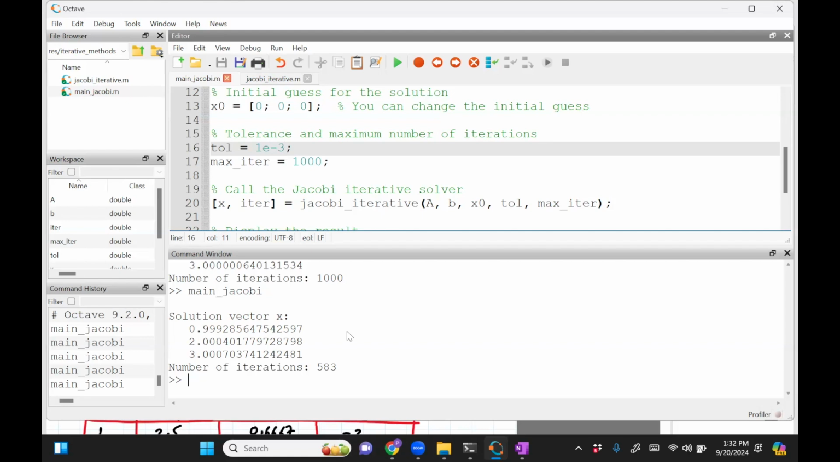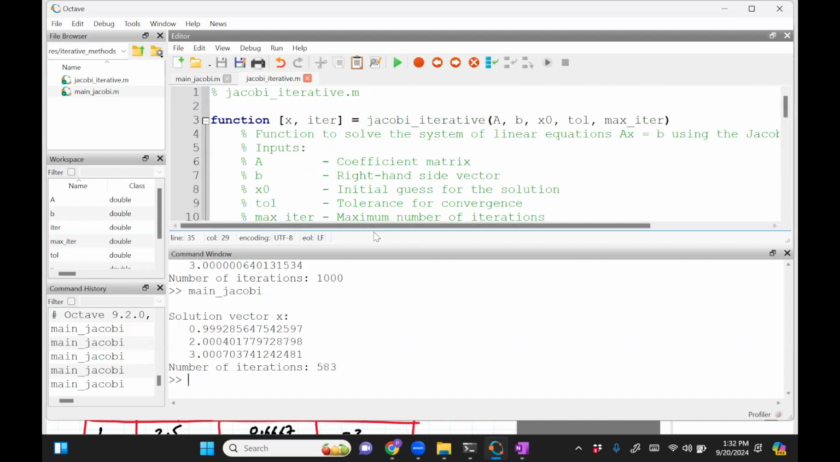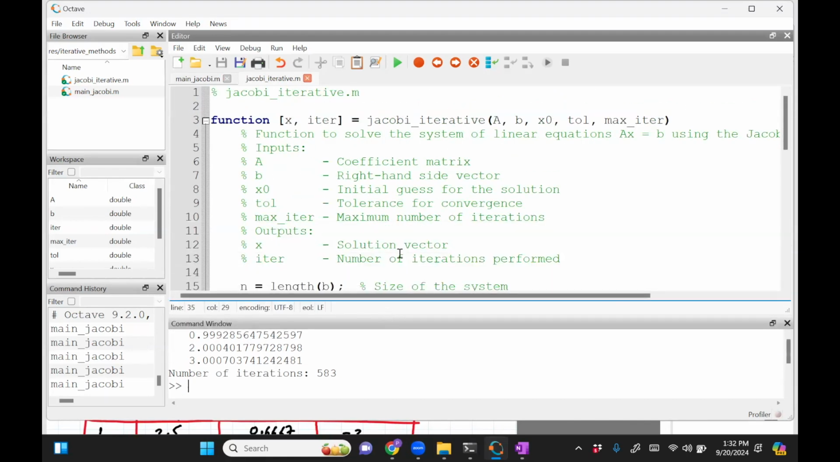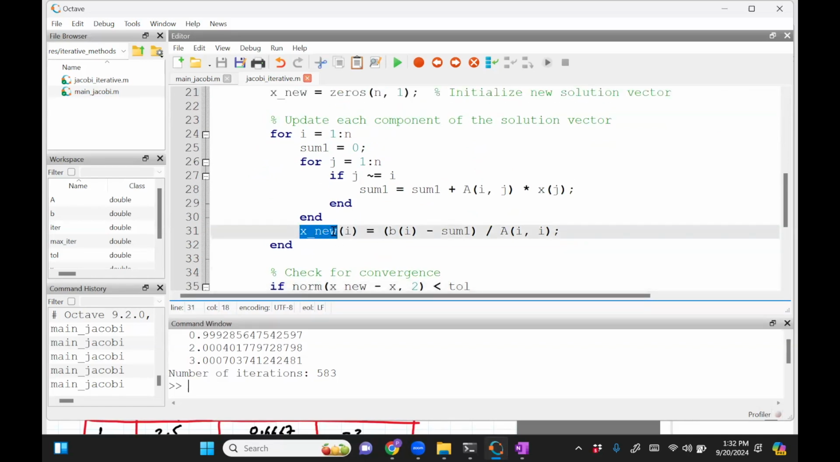So let's check if we can get the same answer as we got using hand calculations for the first 3 iterations. I'm only going to print 3 iterations because printing 583 iterations is not meaningful. So let's go to this code here, and we'll assess what we need to print. We have this value x new, which is the updated value. This stores the values at every iteration. So printing that for the first, second, third, where n is 1 to 3, will make sense.